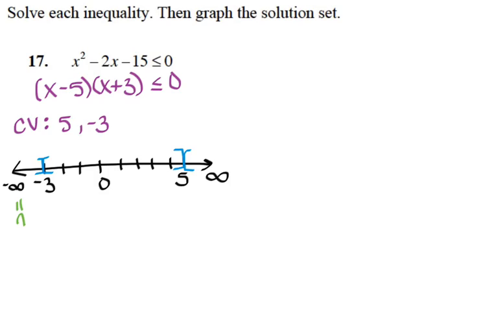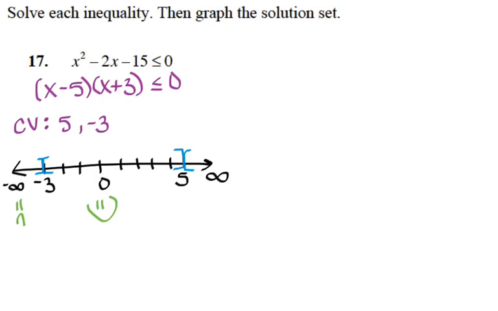And then I'm picking any value between my next interval, which is -3 to 5. I'm going to go ahead and pick 0. So I have 0 minus 5 times 0 plus 3. That gives me -15. -15 is less than or equal to 0, so that part of your intervals work.